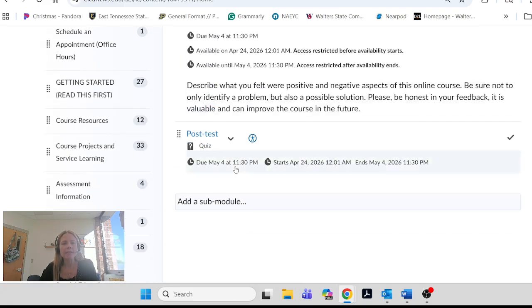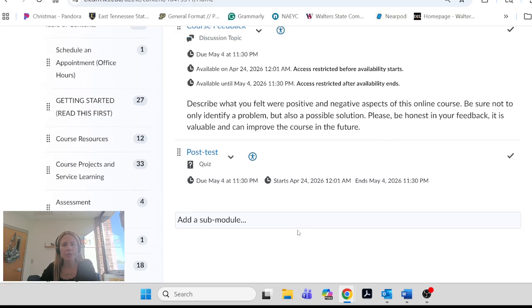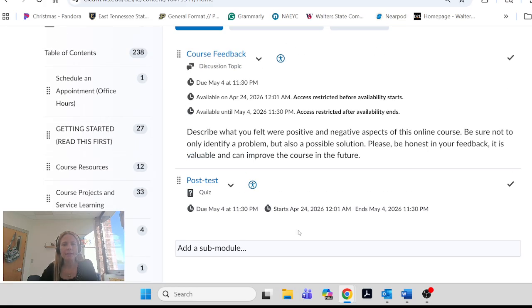The post test is going to be that test that you took at the beginning of the semester. And you're going to take the same test again. What that does is let us see your growth, but also that you've mastered the course learning outcomes. That also starts on the 24th of April, but it will be due on May the 4th at 11:30. So just make sure you have that completed.